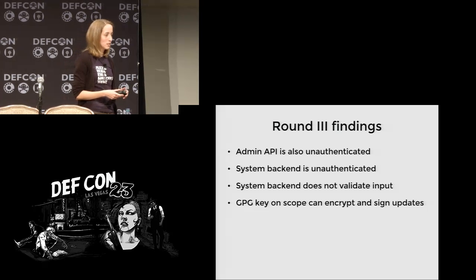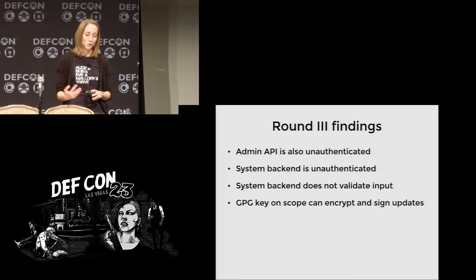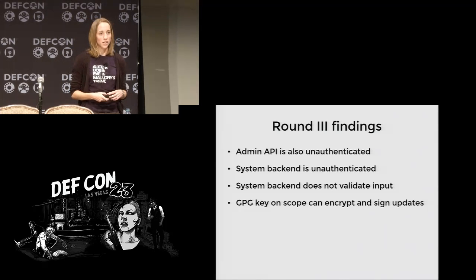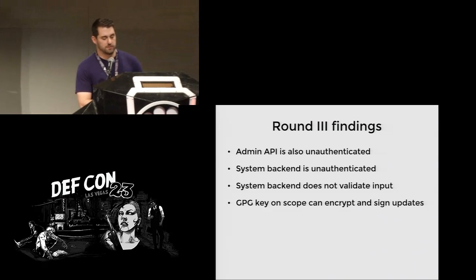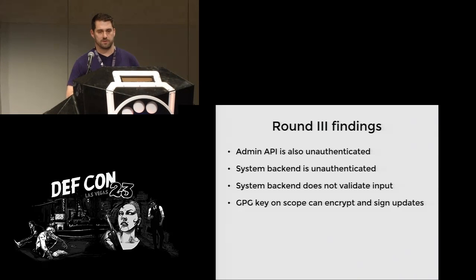The system backend is unauthenticated, again, full access to anyone who actually knows about it. It does not validate any inputs, so whether you tell it that the bullet weighs 500,000 or minus 500,000, it will happily accept that information. And the GPG key on the scope can encrypt and sign updates that other TrackingPoint firearms will happily accept and apply as well. Right, so at this point, as great as it is to get root, the attacker would have to have had access to one of these guns, dumped out this GPG cert, and made their own package.